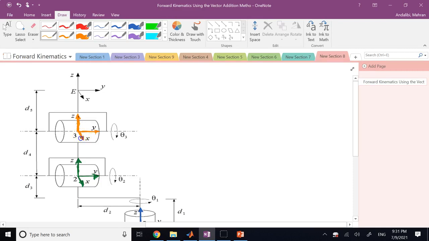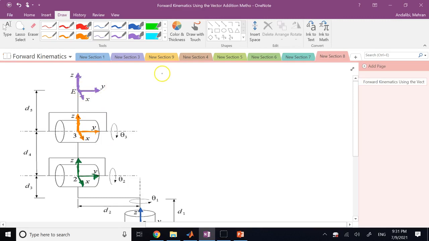Okay, so this orange one is frame number 3. And finally, we have frame E here, which is the end effector. So clearly you see here, I have not called the inertial frame, I have not called the first frame 0, I have called it frame I. And I have not called the last frame N. In this case, it should have been frame number 4. I called it the E frame.